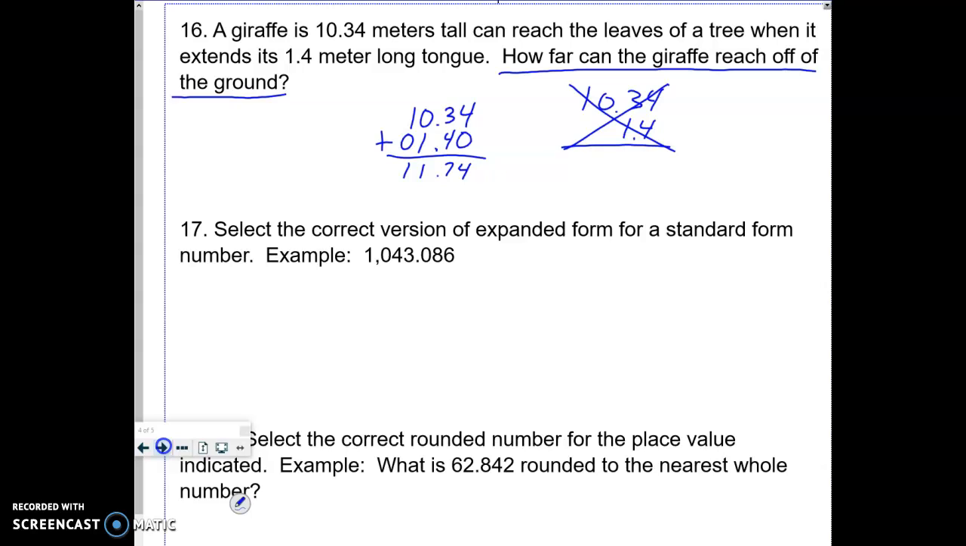Expanded just means longer, right? We're going to space it out. And in this case, we're going to take each number that we see, obviously excluding the zeros because they don't have a value. We're going to take every number that we see and put a plus symbol between each of those numbers and their values.